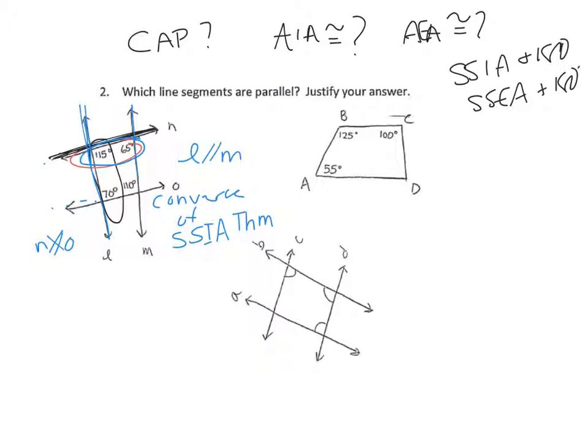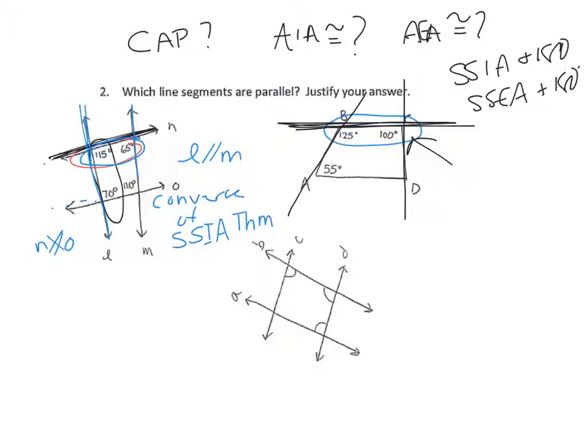So I look at these two. I'm going to extend this. I think this is easier to see if you extend it. So if this one is my transversal, these two would be same side interior angles and they don't add up to 180. So I know that BA is not parallel to CD.